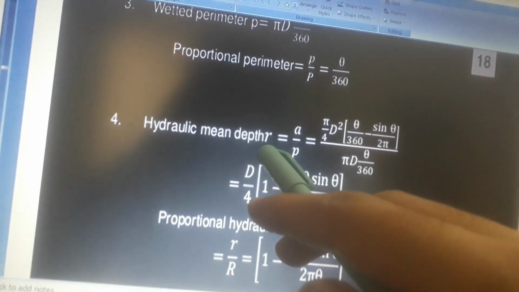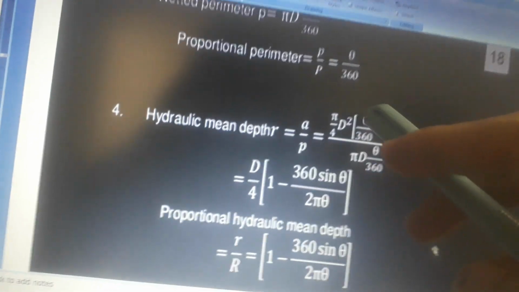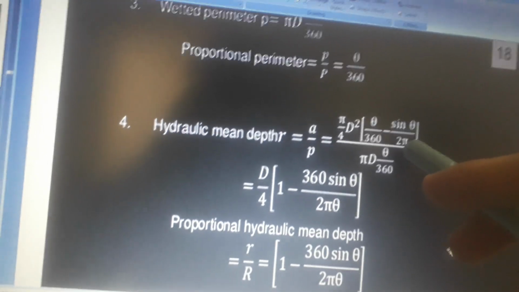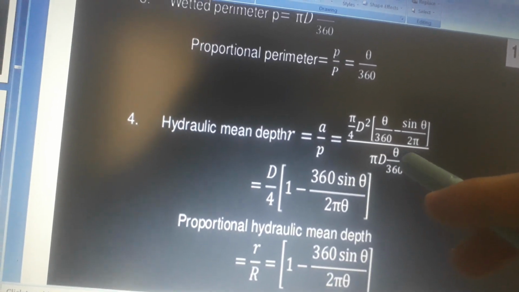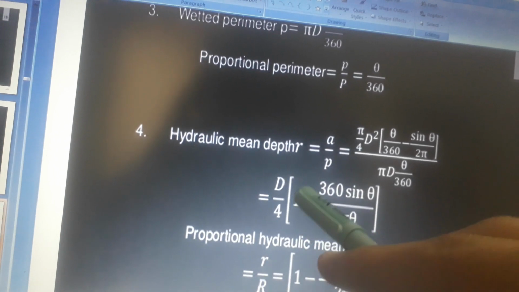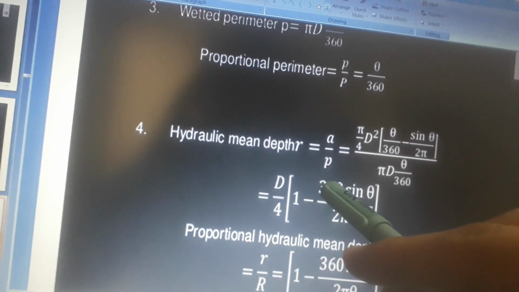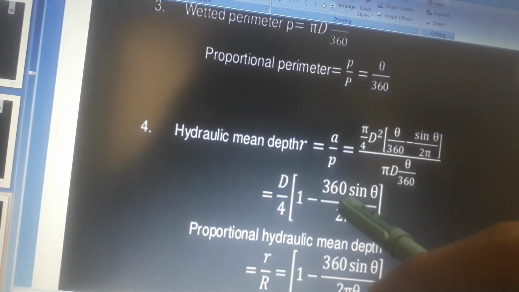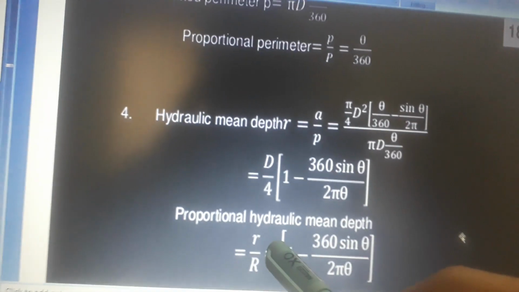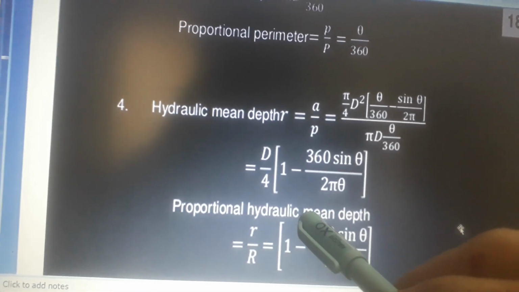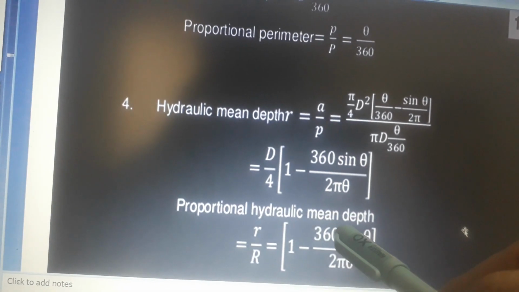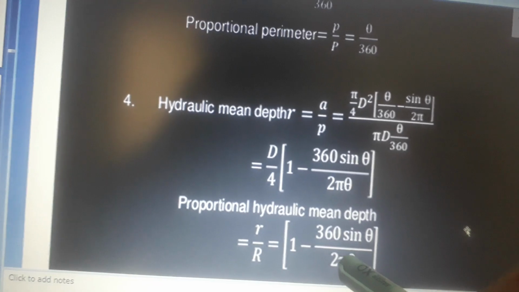Hydraulic mean depth small r is equal to small a by small p is equal to pi by 4 D square into theta by 360 minus sin theta by 2 pi over pi D theta by 360 is equal to capital D by 4 into 1 minus 360 sin theta by 2 pi theta. Proportional hydraulic mean depth is equal to small r by capital R is equal to 1 minus 360 sin theta by 2 pi theta.